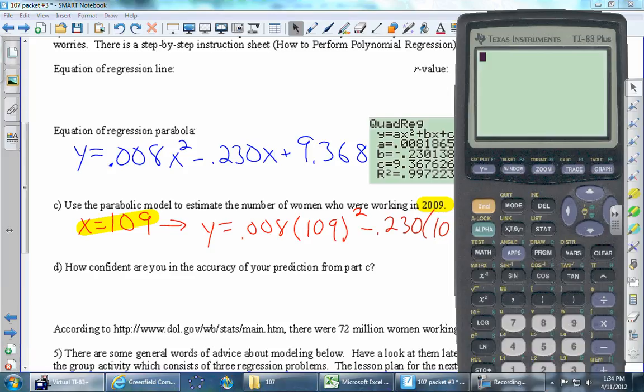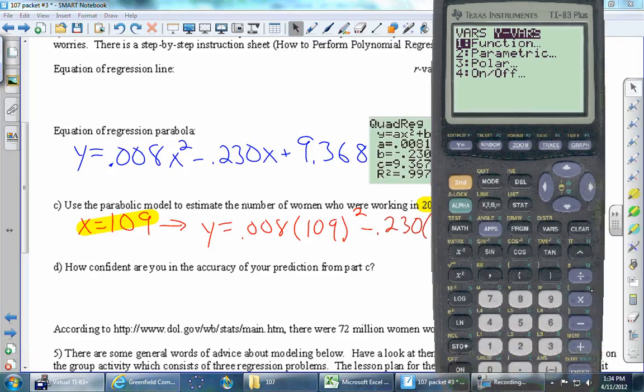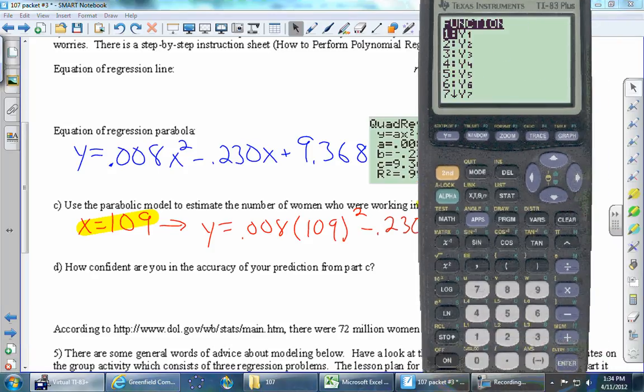It's the same place it was before. It's in vars. Go to vars. Go to y-vars. Hit enter and then select y2 because that's where our parabola is. This is the y2 function. Think of it like an f of x.